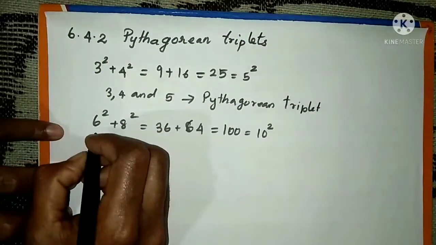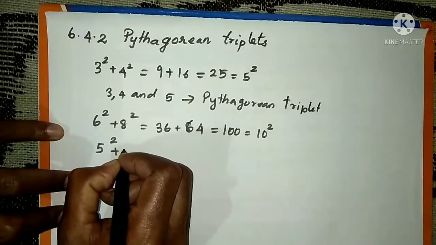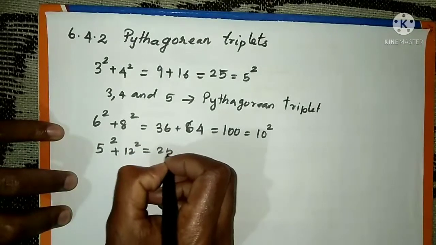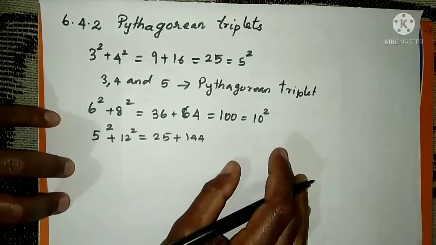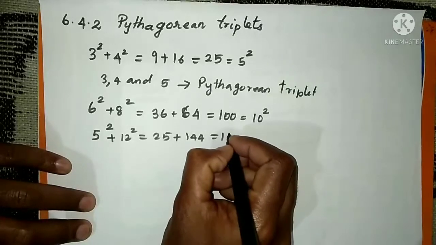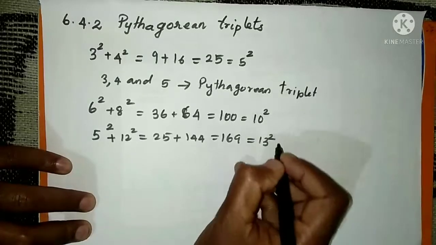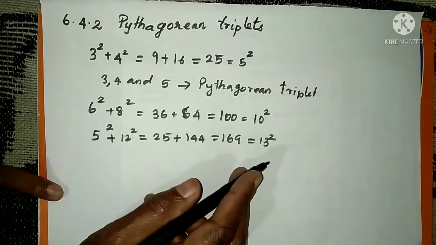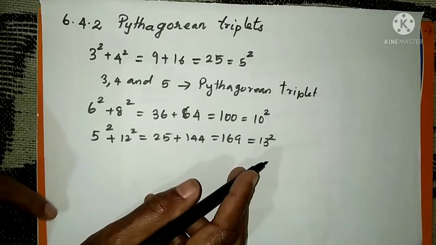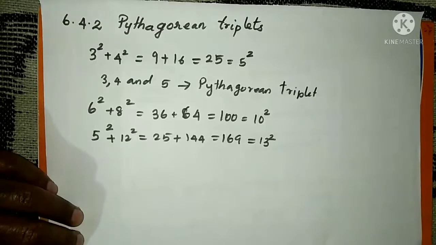Again, let us observe another Pythagorean triplet. When we add 5 square plus 12 square, 5 square is 25 plus 12 square is 144. So when we add these two, we get 169, which is nothing but the 13 square. The numbers 5, 12 and 13 form another such triplet. Can you find more such triplets, children? You can try your own like this.